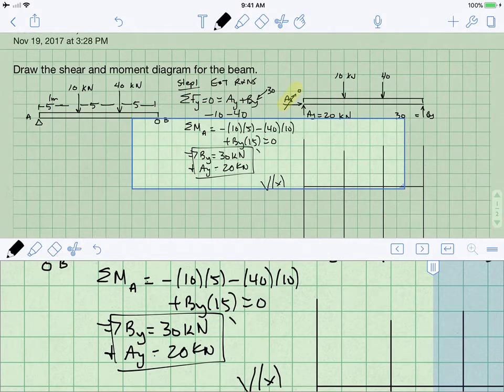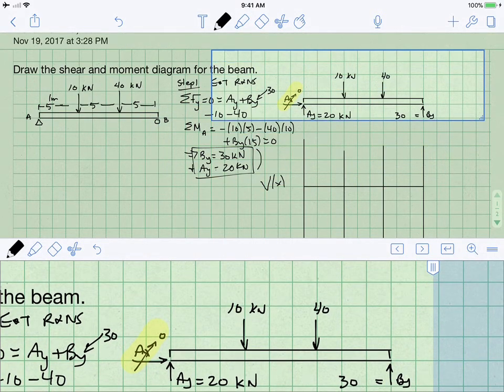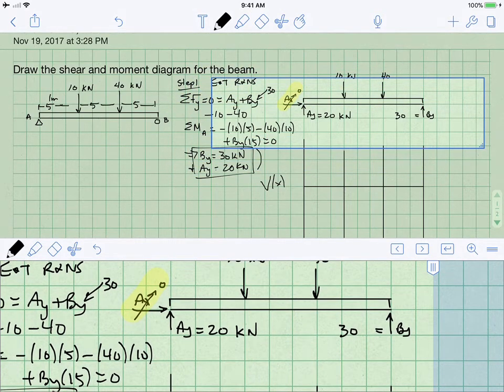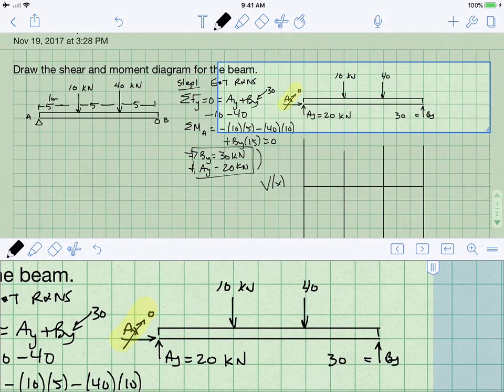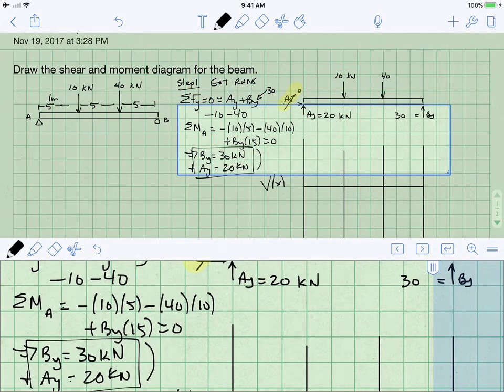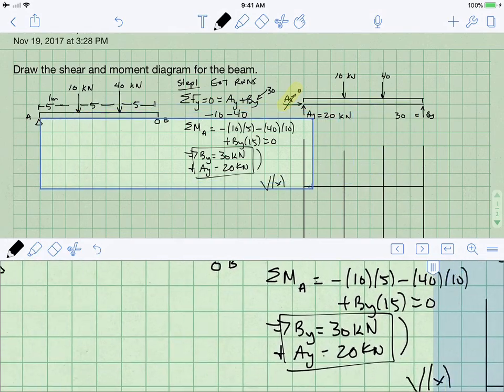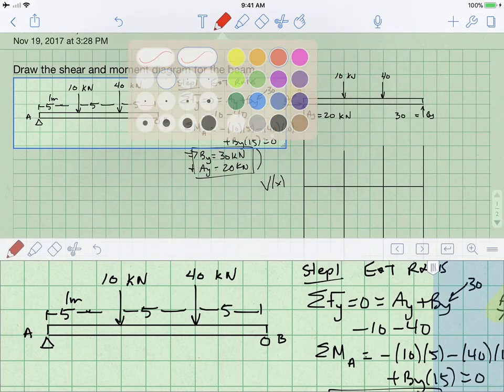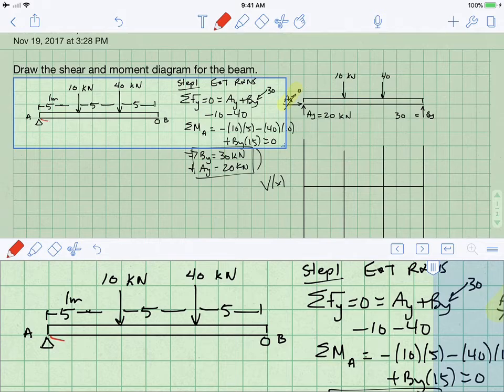As a quick check, 30 plus 20 makes 50, 10 plus 40 makes 50. We do expect AY to be smaller than BY because there's more load on the right-hand side of the beam. So things look pretty good. So step 2 is to look at that load again and to divide the beam into regions that you will then analyze by cutting up the beam. So what I'm saying is that we are now going to think about this beam in segments.